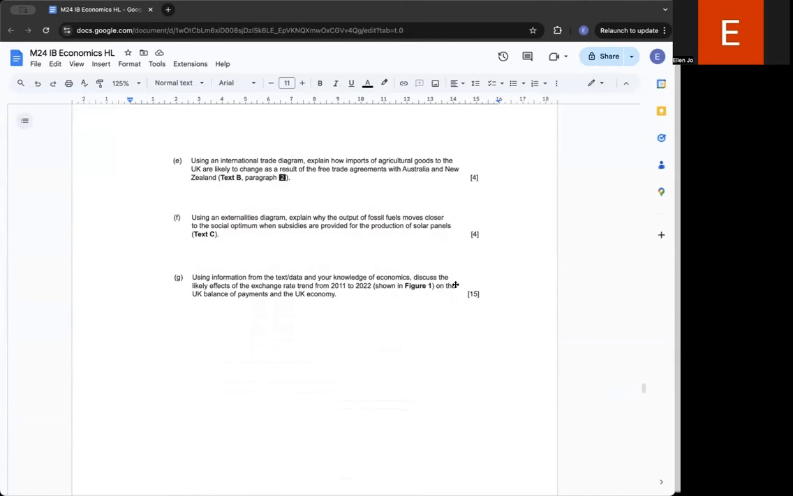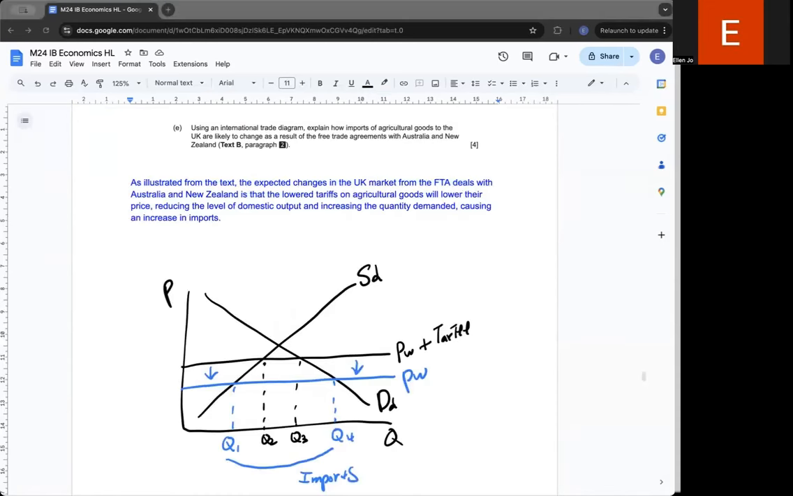E. Using an international trade diagram, explain how imports of agricultural goods to the UK are likely to change as a result of the free trade agreement with Australia and New Zealand. As mentioned in the text, the FTA deals with Australia and New Zealand would lower tariffs on agricultural goods, and it will lower their price, making imports cheaper, thus reducing the level of domestic supply and increasing the quantity demanded, causing an increase in imported quantities by the size of Q1 to Q4, as you can find from the diagram.